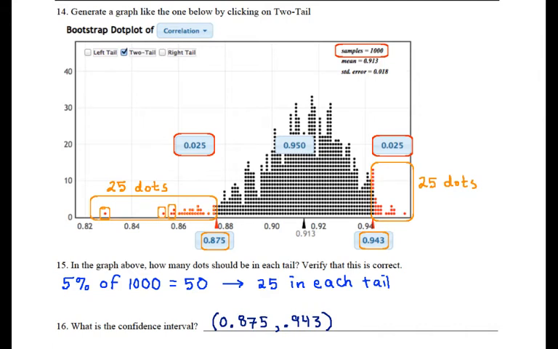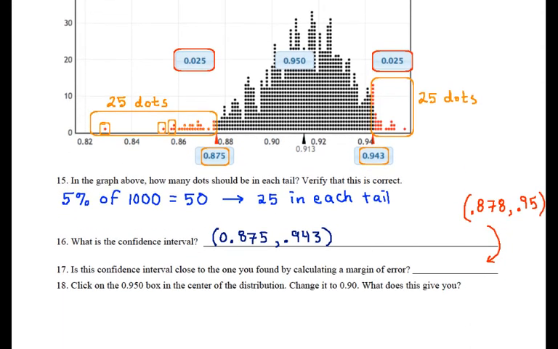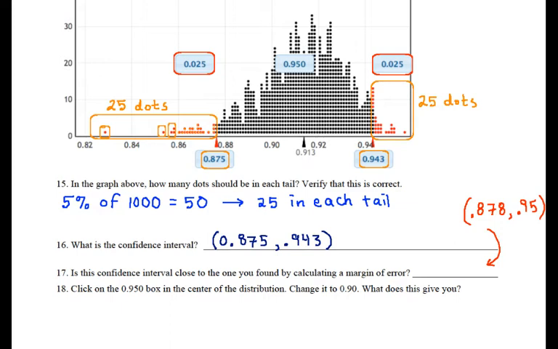And if we look at that compared to the one that we found by calculating a margin of error, that one was 0.878 to 0.95. We can tell that they are pretty close. They're not exactly the same, so it is close, but we can also observe that we had a little bit of left skew in this graph, and the one that comes from the graph is just inched a little bit to the left of the one that we found using standard error.